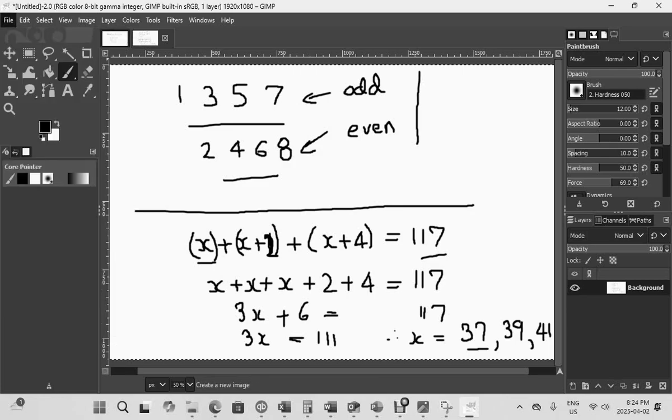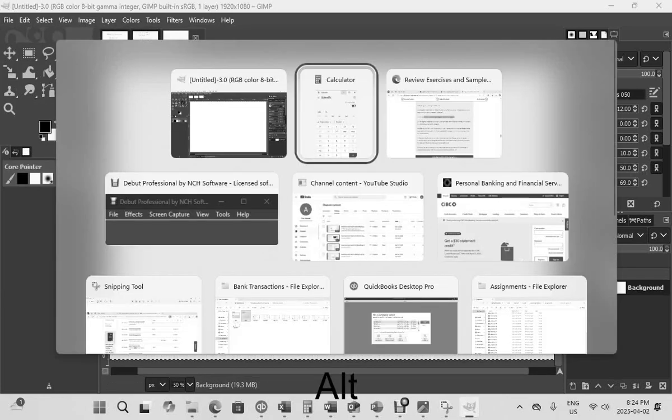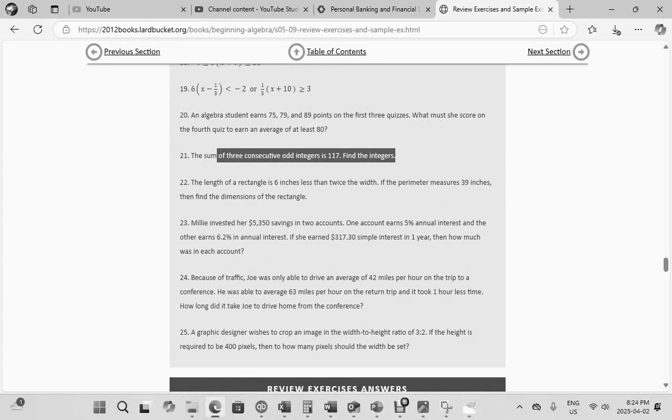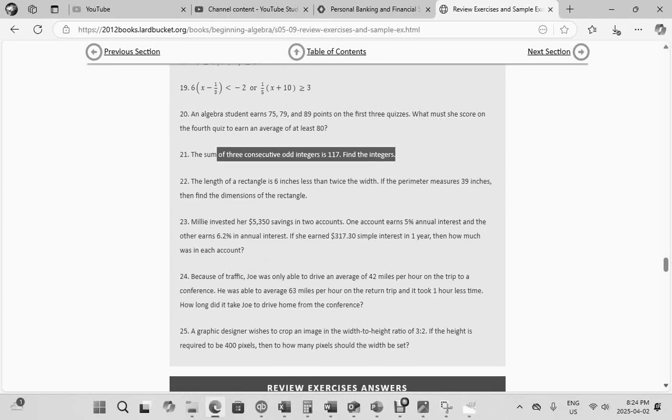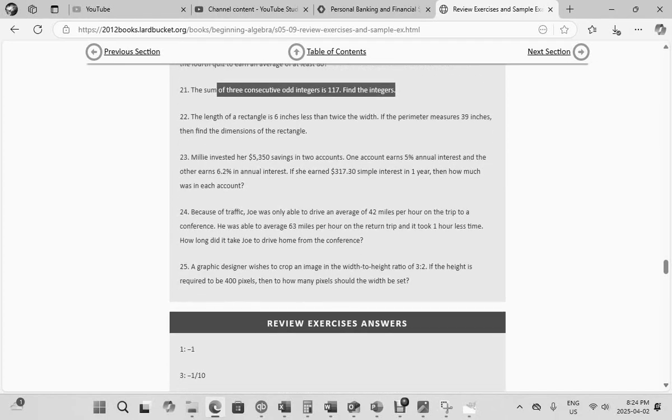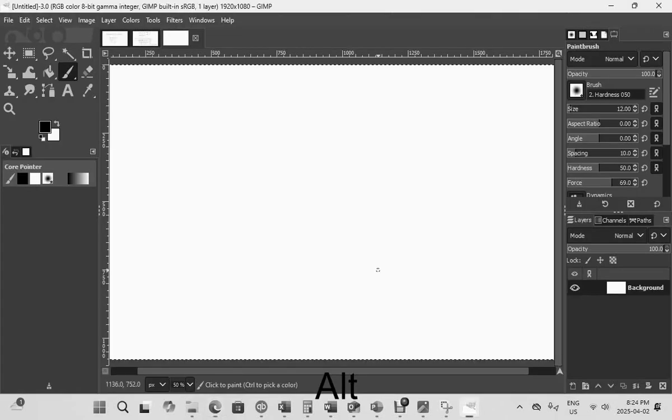So next up, this is question number 25. A graphic designer wishes to crop an image in the width to height ratio of 3 to 2. If the height is required to be 400 pixels, then how many pixels should the width be set? So we know that height is 400 pixels, and when we look at this ratio, 3 to 2, 2 has to do with height. So we can do cross multiplication for this word problem.